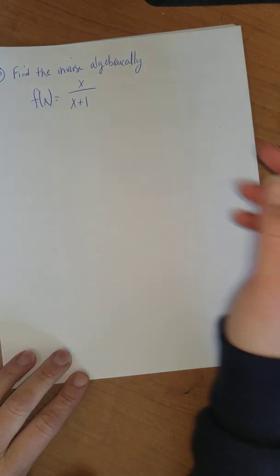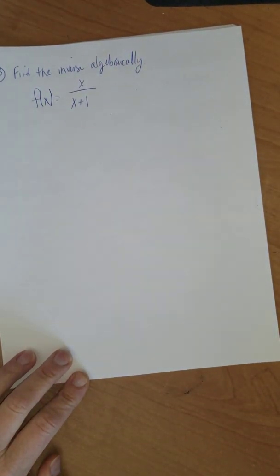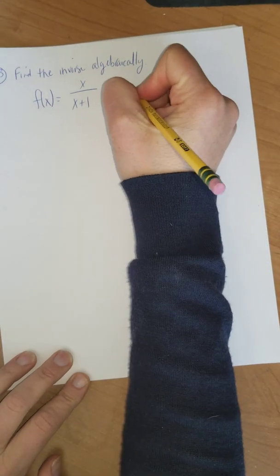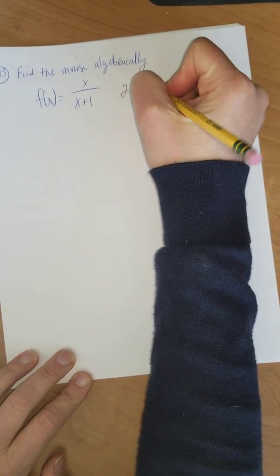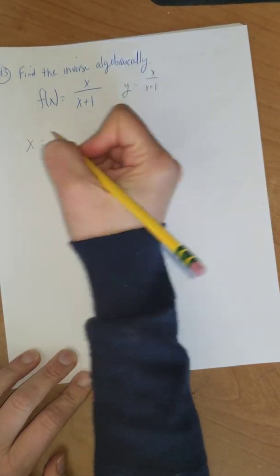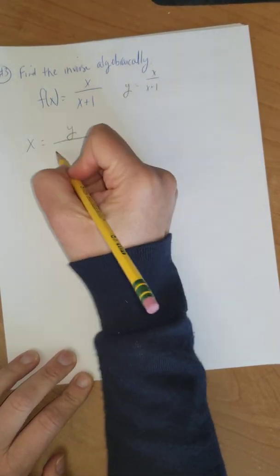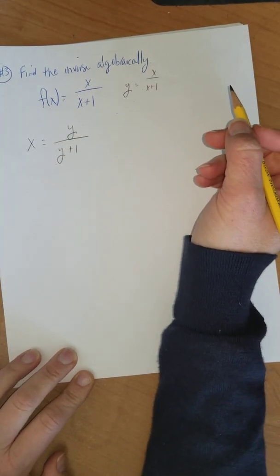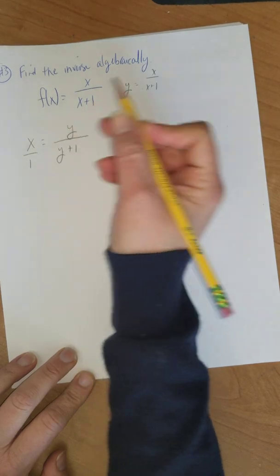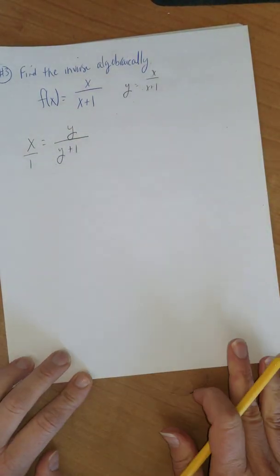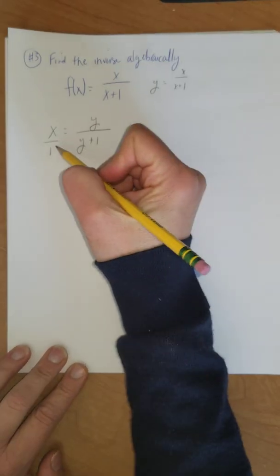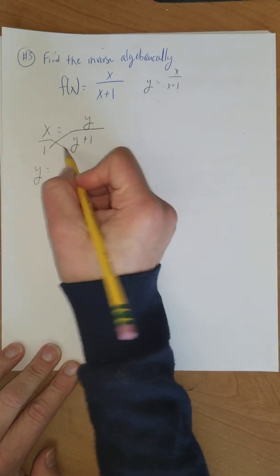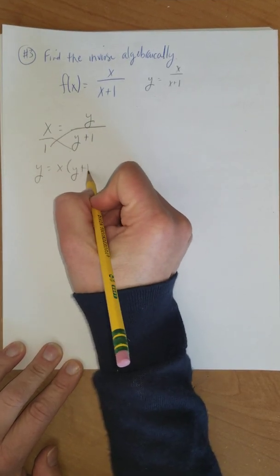First thing I'm going to do is change my f of x to y. And then I'm going to switch the x's and the y's. So this is going to be x equals y over y plus 1. And then we have to change this to get the inverse algebraically. I'm going to put the x over 1 and use cross products. I am a big fan of the cross products. 1 times y is y. That's going to equal x times y plus 1.